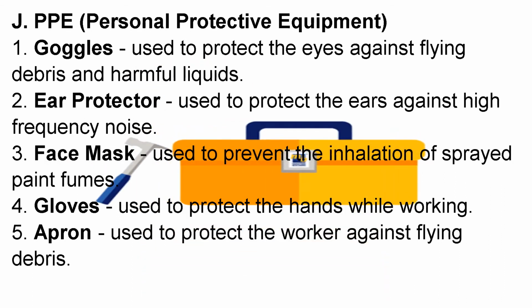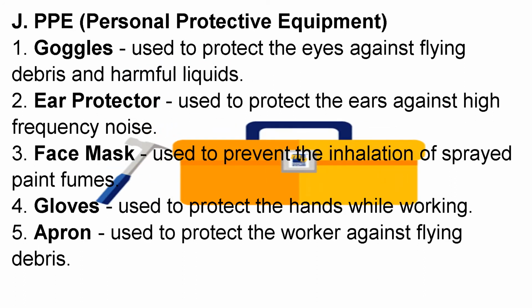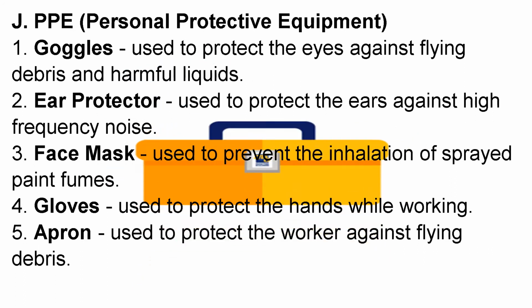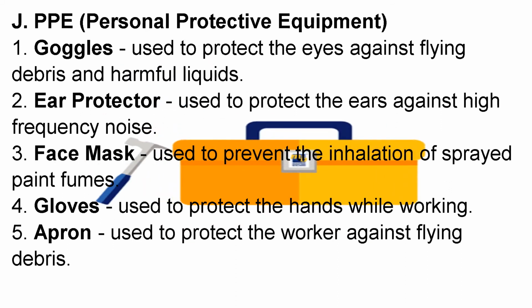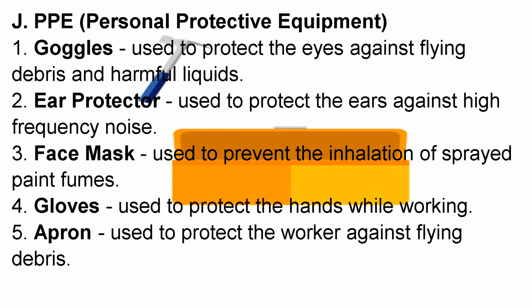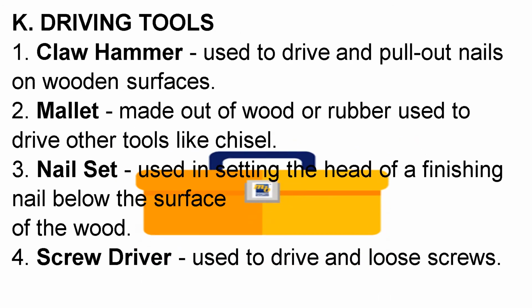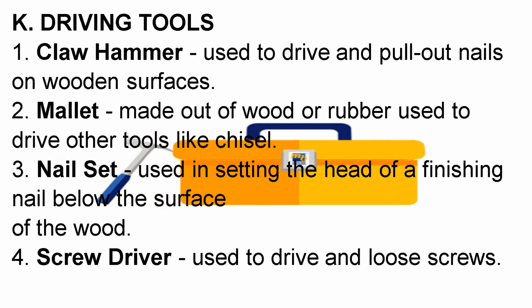Next, we have gloves. Gloves are used to protect the hands while working. Next, apron, used to protect the worker against flying debris. Okay, those are the tools in PPE that you should wear. Okay, do you have questions? If none, let's continue.